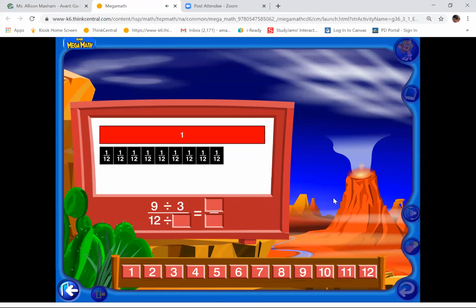In these questions, you will use division to find equivalent fractions. Drag a number to each slot to show your work. Okay, so the rule is if you divide the numerator by 3, you have to divide the denominator by 3. That's the rule, same. And we know that 9 divided by 3 is 3, and 12 divided by 3 is 4. So 3/4 is equivalent to 9/12.